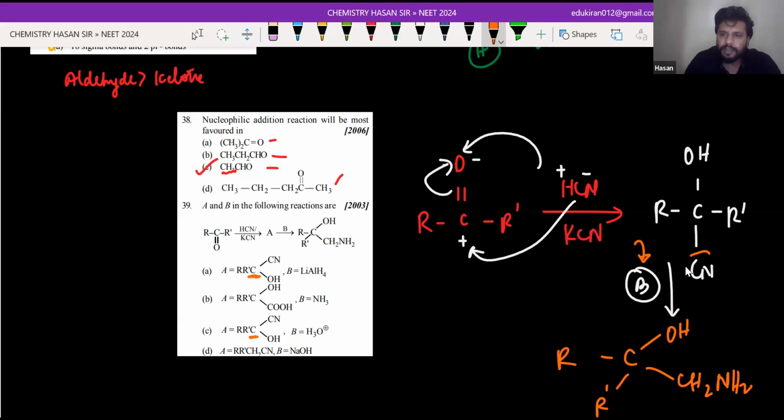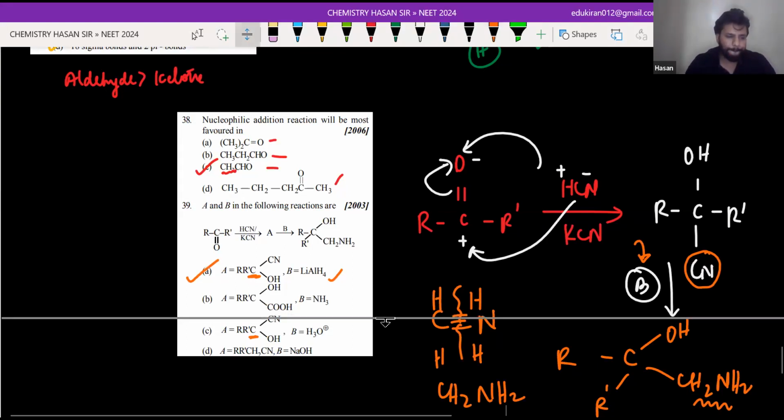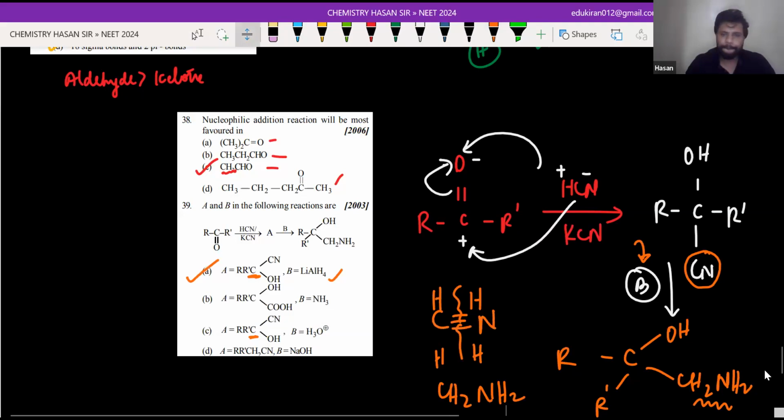Now B, you can see CN is there and CN is converted into CH2NH2. That means basically we are reducing it because we are adding hydrogen. And which one is your reducing agent? So you can see lithium aluminum hydride, which is a reducing agent. So this is your CN, hydrogen will be added, another bond will be there, so it becomes CH2NH2 in the place of CN. So A is the correct answer. Is that clear, both of you? Yes, sir. Yes, sir.